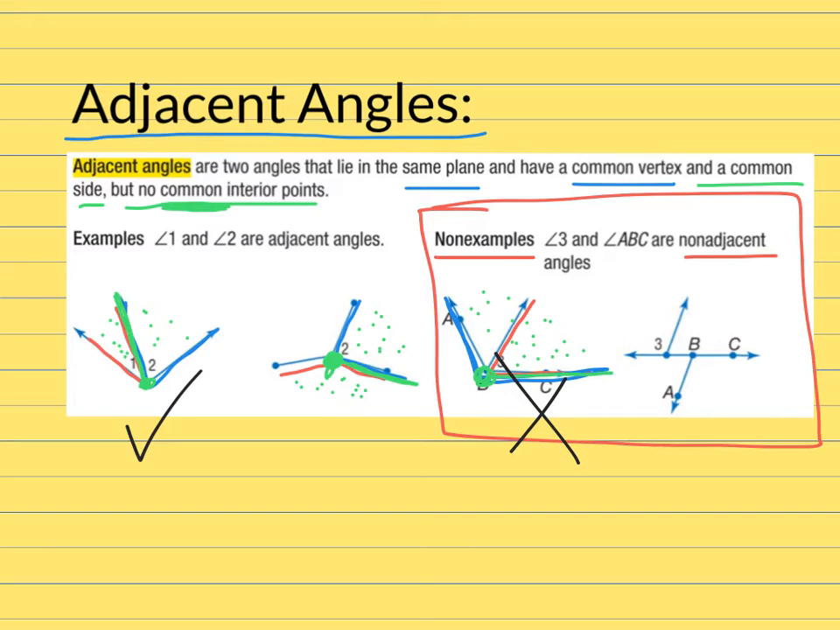Here, this next one, angle 3 and angle ABC, they don't even have a common vertex, so we can stop right there. They do have a side that's on the same line, and their angles' interior points are all separate. But the big thing is that they do not have a common vertex. So this is also not an example of adjacent angles.